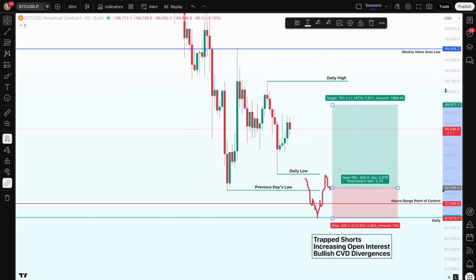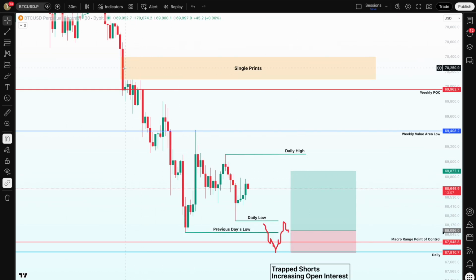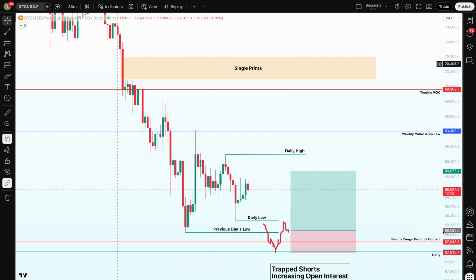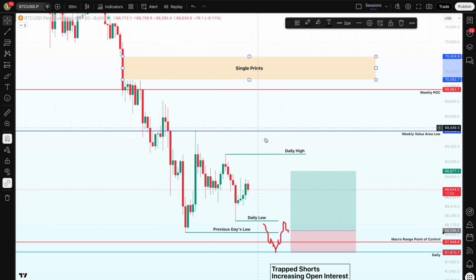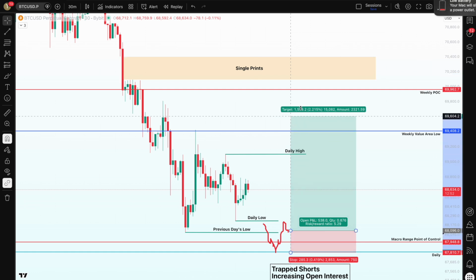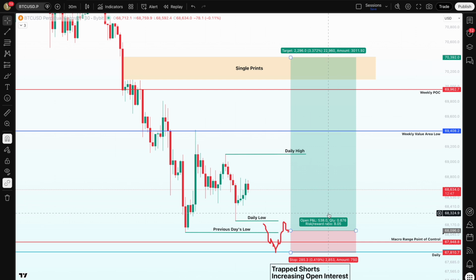And if that's the case, I'd say the best target here would be the single prints that are laying above at $70,000. These single prints were left behind from the drop that we had yesterday. And for me, when you have a single print row that is being put in during middle E session, those usually tend to get filled more often than they don't. So for me, this would be a very nice trade right here, where you would have 8R on your trade.